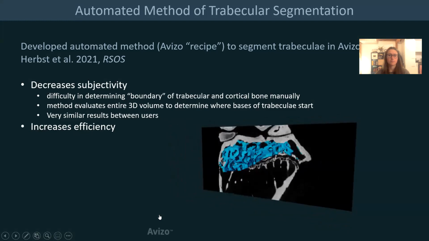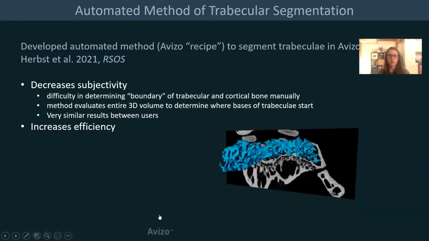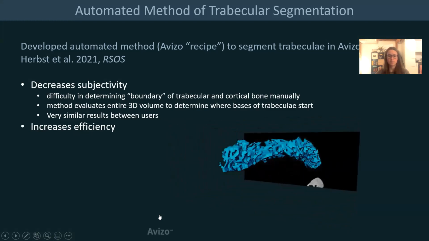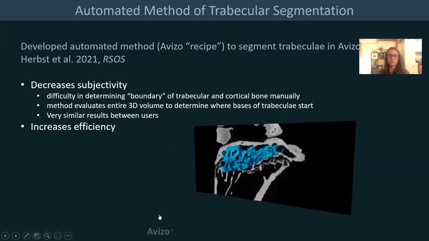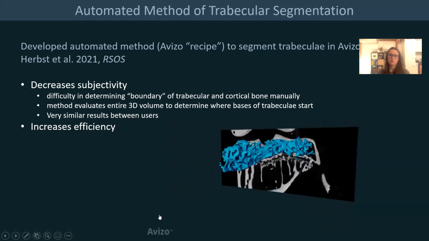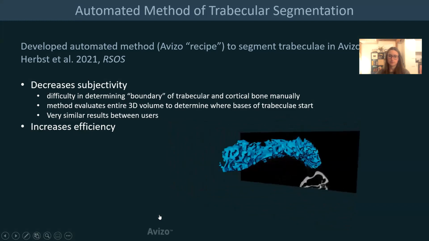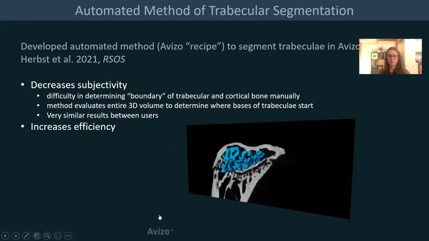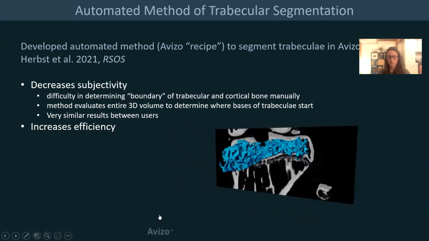So overall, we wanted to develop this recipe to find a more objective way of identifying the cortical and trabecular bone boundary and also to do these segmentations more efficiently. Initially, this was developed for segmenting the trabecular bone in the epiphyses of mice, but it can be applied to a range of different bone types.